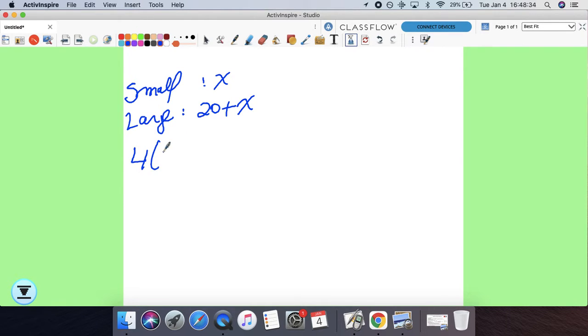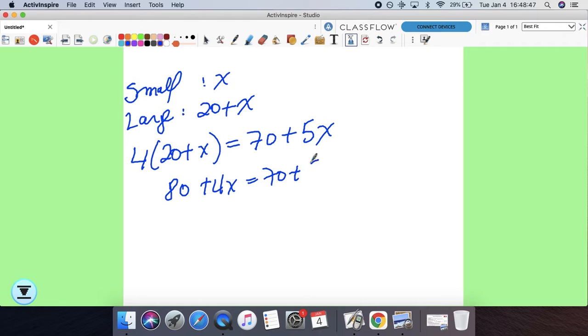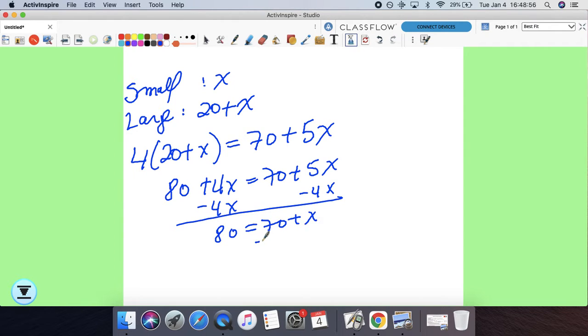4 times the larger is 70 more than 5 times the smaller. And there's your equation. 80 plus 4x equals 70 plus 5x. Minus 4x on both sides. You get 80 equals 70 plus x. Minus 70 on both sides. And x equals 10. So the small number is 10, and the large number obviously is 30.